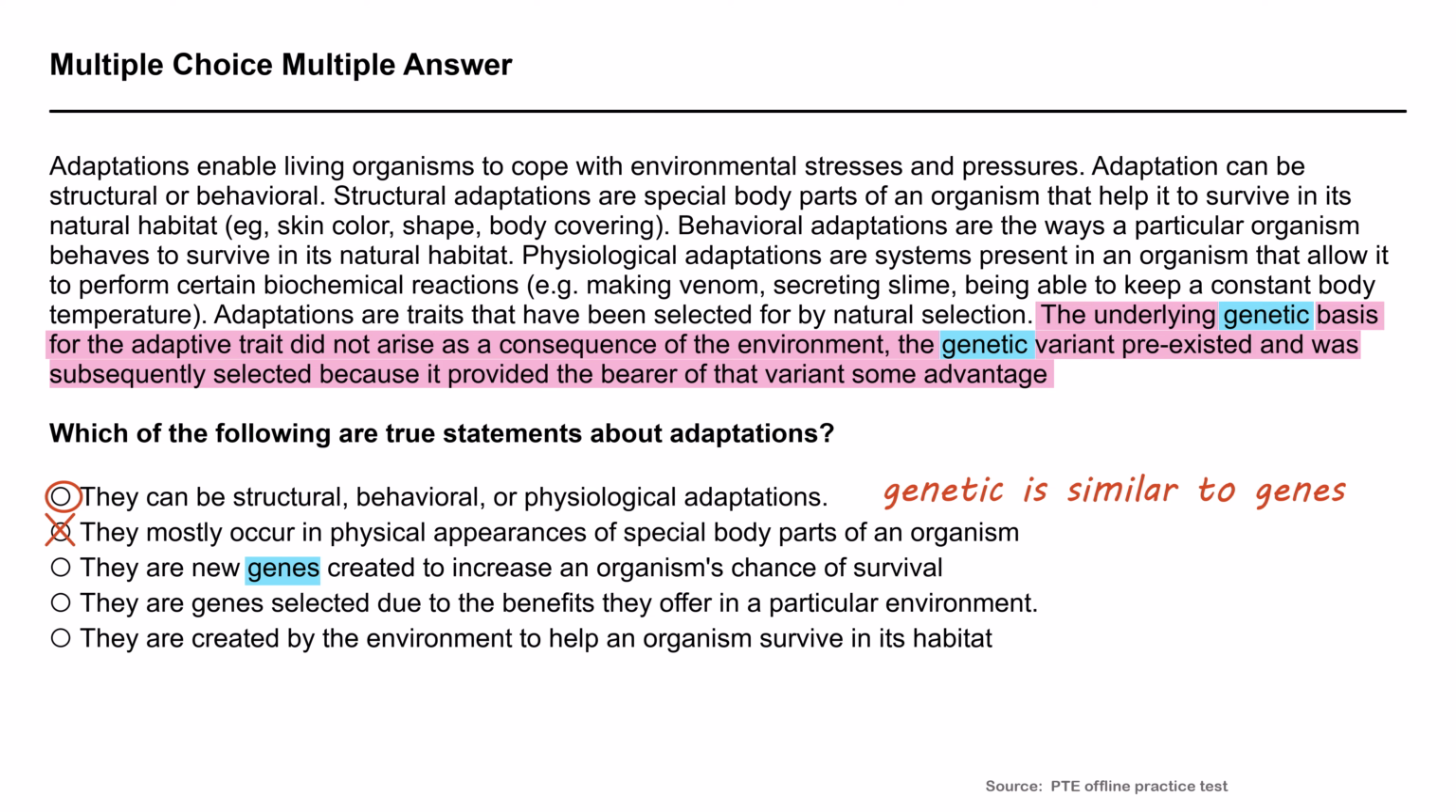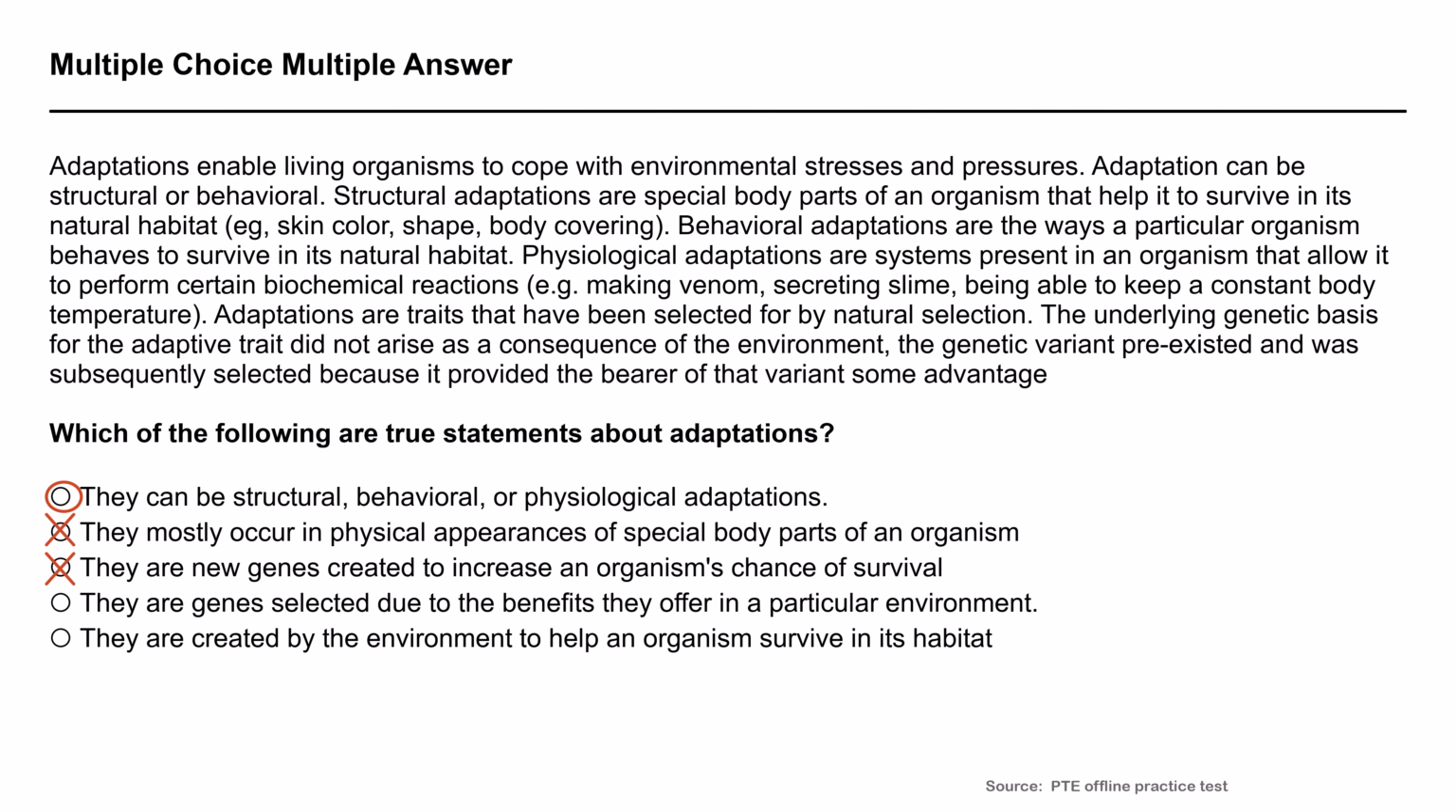No. Why? Well, look here, it says the genetic variant pre-existed and was subsequently selected. Well, in simple English, this means the genes were already there and later they were selected. So this means that adaptations are not new genes. They're selected from existing genes, not created as new genes. So this choice must be wrong too.